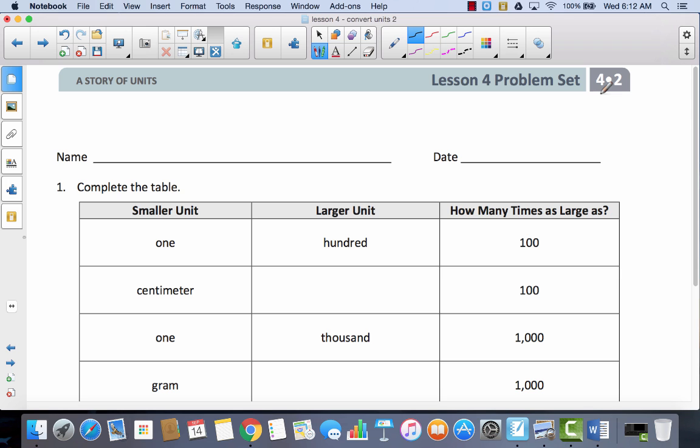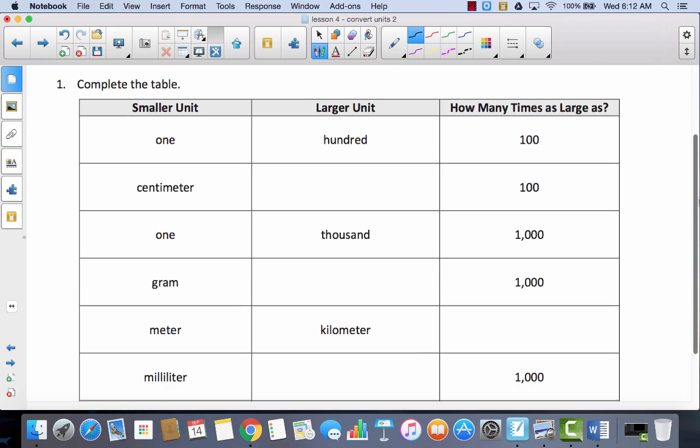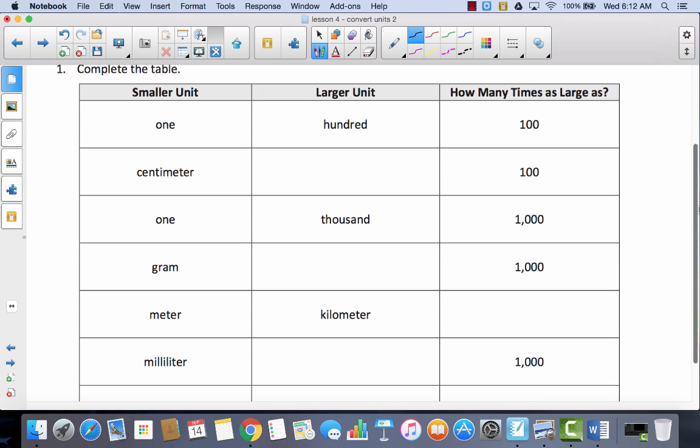All right, so let's take a look at our problem set. Go ahead and write your name, and then we're going to take a look at this table that's on your problem set. So begin at the beginning where it says we have a 1, and the larger unit is 100, and 100 is 100 times as large as 1. So a centimeter is 100 times as large as what? A meter, right? Because there are 100 centimeters to 1 meter.